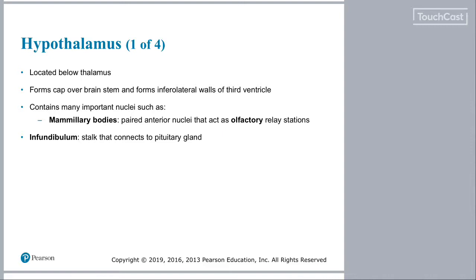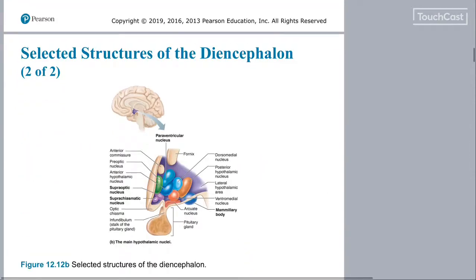One other thing that it has is the infundibulum. It's going to be a stalk that connects to the pituitary gland. Now, especially when we get into the endocrine system and our hormones, the pituitary gland is going to be critical, something that we're going to delve deep into, and we're going to look at a little bit further here as well.